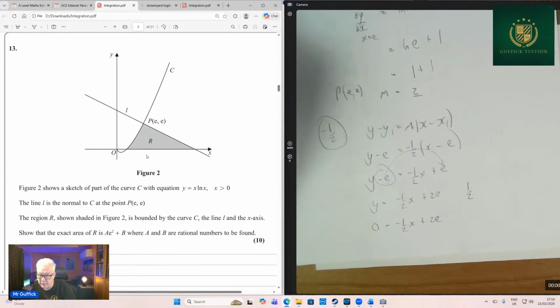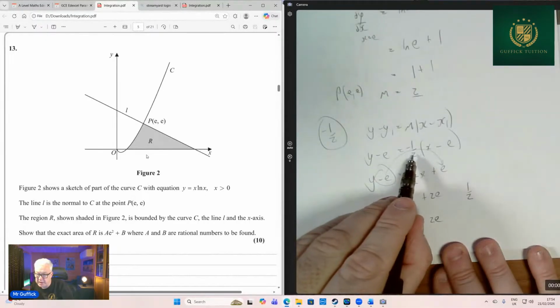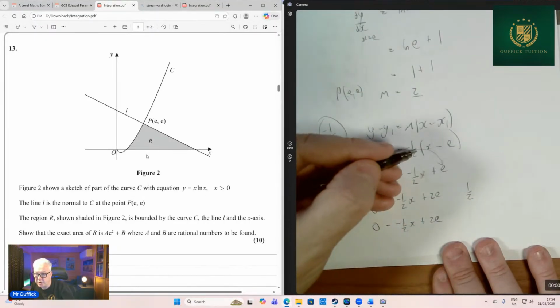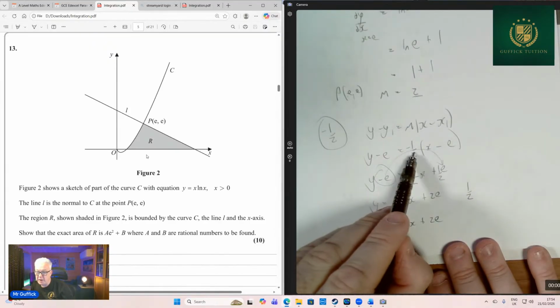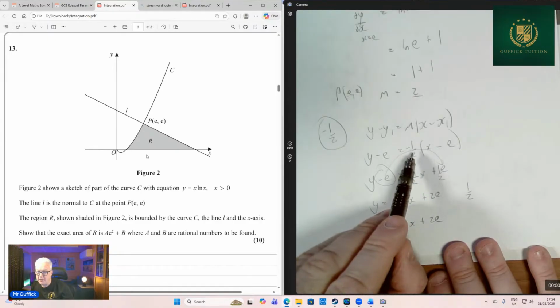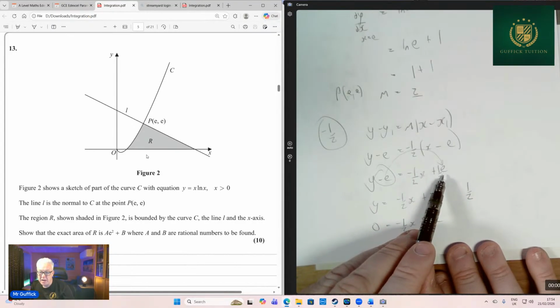Let's be super careful. Now I can see that, when I've expanded this bracket here, that should be minus a half x, and that should have been plus a half e. There we go. Because when you do that one times that one and that one times that one, we get minus a half x and we get plus a half e. That looks a lot better. Okay, so there we go.